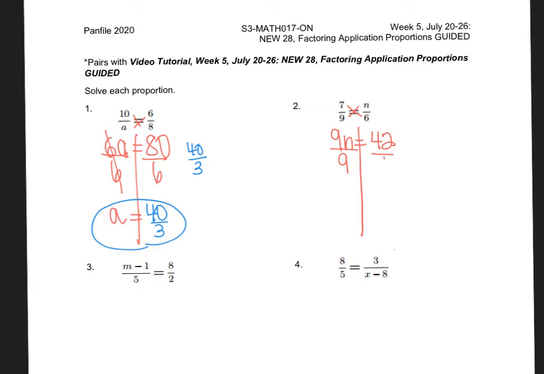All right, for number 2, cross multiply, you get 9n equals 42. Divide both sides by 9. Again, utilizing your simplifying fractions, you know that's 3 times 14, you know that's 3 times 3. Cancel out the 3's and you get 14 over 3, and you are done. n equals 14 over 3. So just putting everything together.